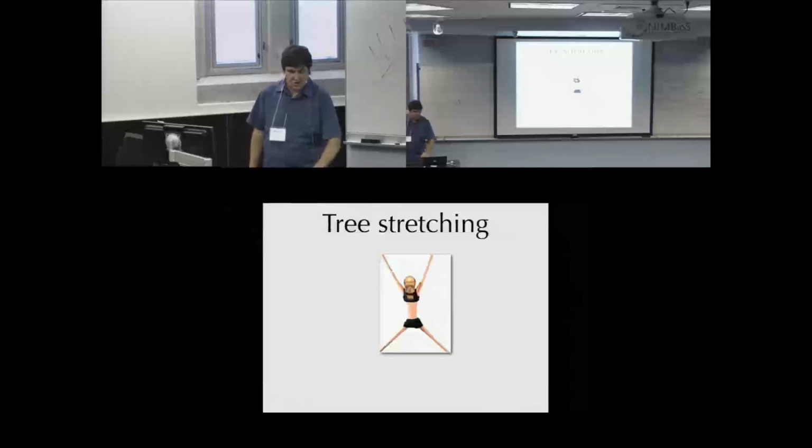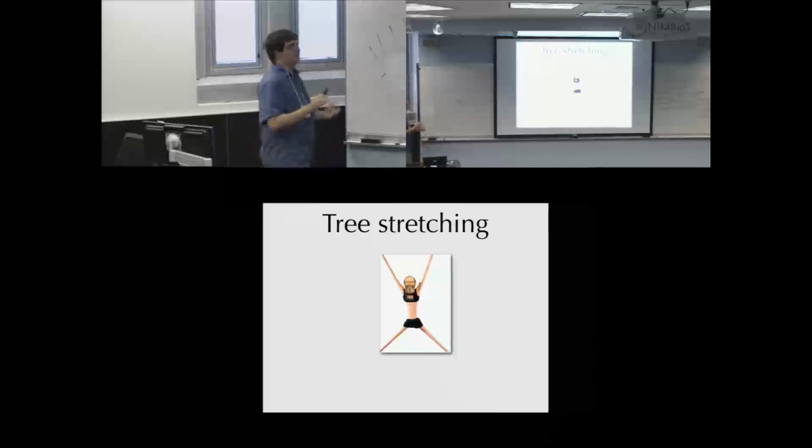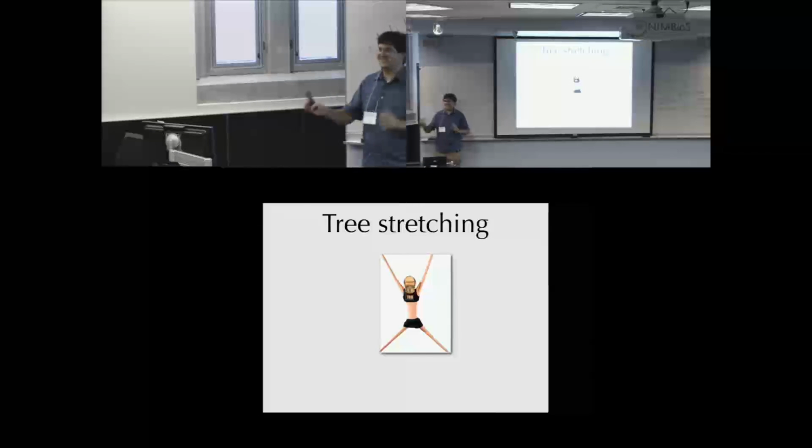Okay. So another way of looking at rates of evolution is tree stretching, right?